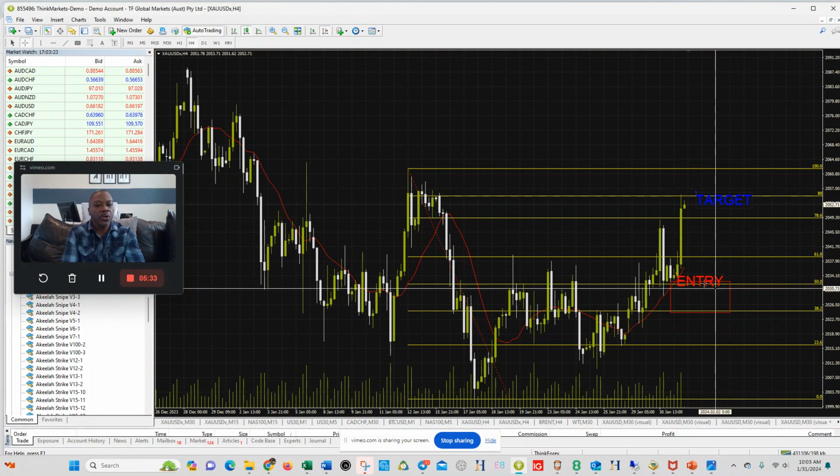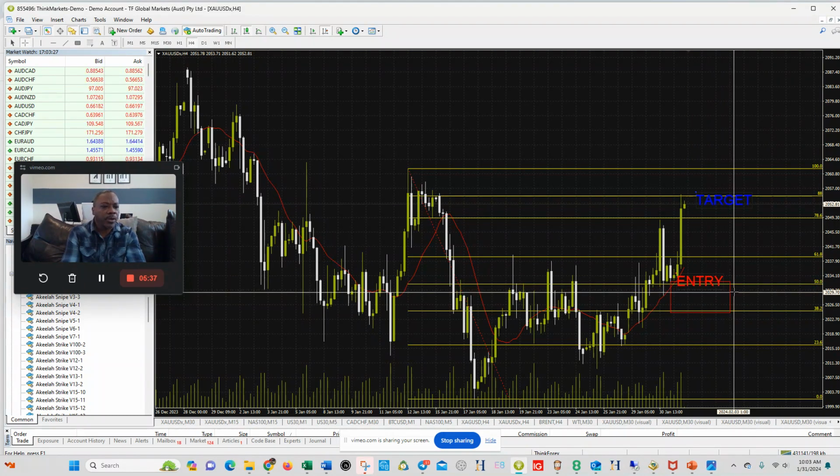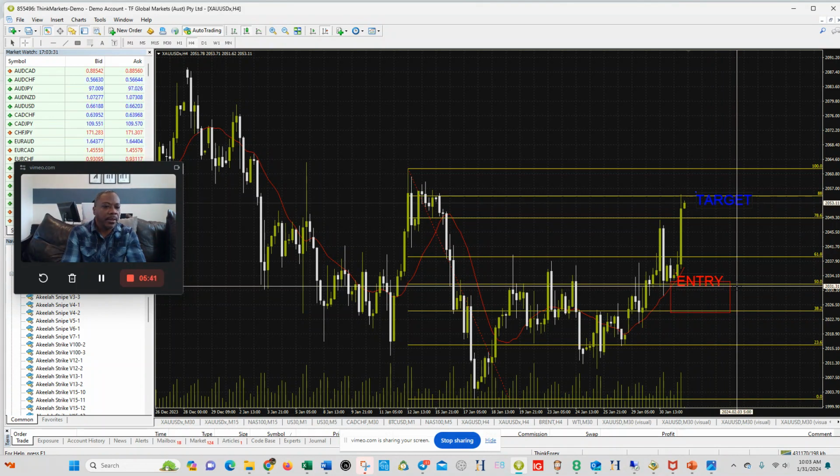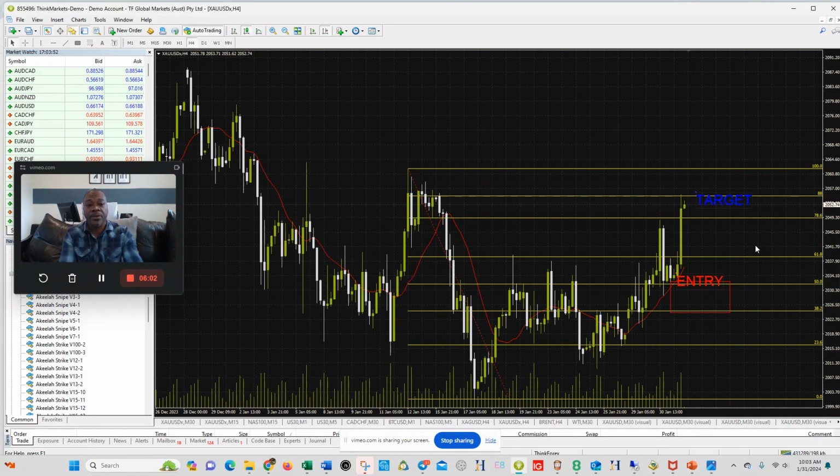Okay. So the overall trade would have been from, let's just say 2032, so we'll say where the 50 fib level was, up to 2055. That's a $22 move in gold. So depending on what your leverage is or what you choose to trade, that could have been a $22 profit trade, could have been $220, or could have been $2,200, just depending on how you scaled it up.